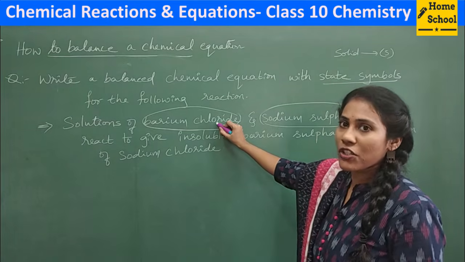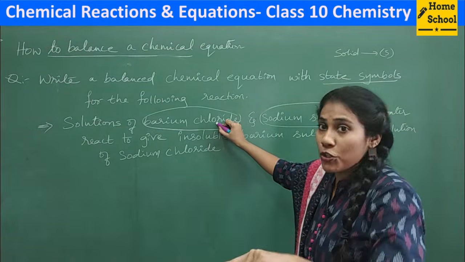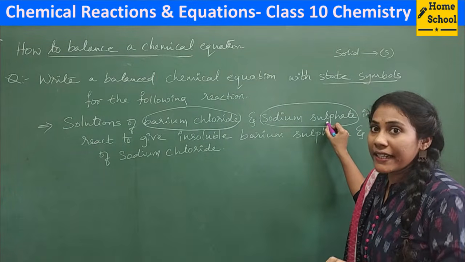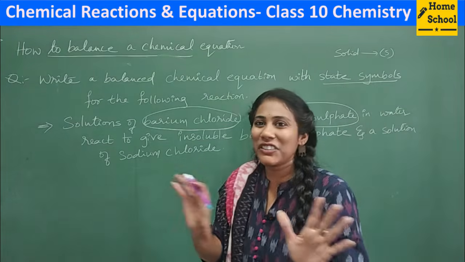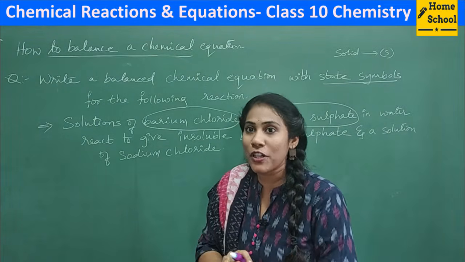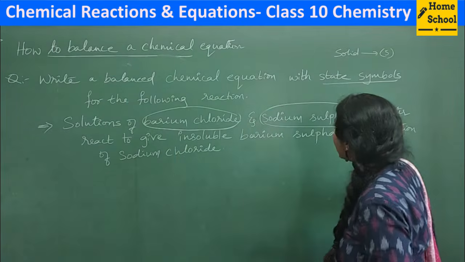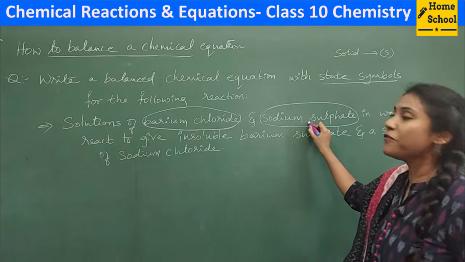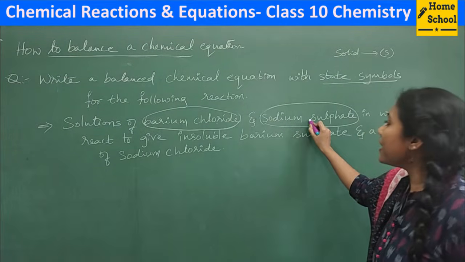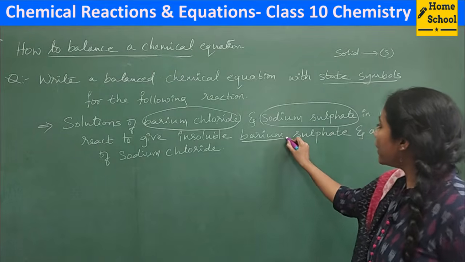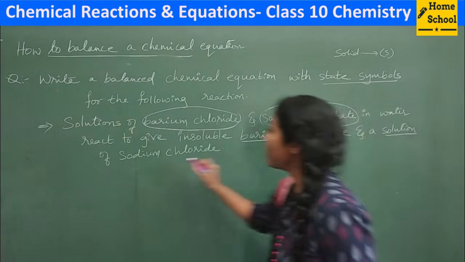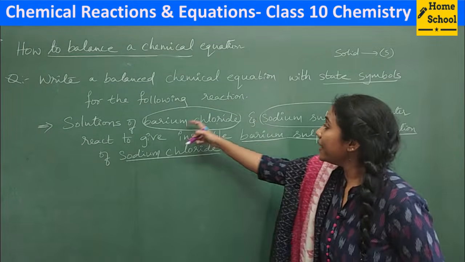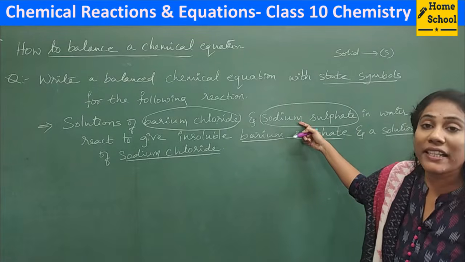Barium chloride is actually a solid which has become a solution by mixing with water. Sodium sulfate is also a solid. When two solids combine, a reaction doesn't happen. No, it should be in solution form. That is why they have used water to make a solution of barium chloride and a solution of sodium sulfate. When these two are combined, what did you get? You got barium sulfate and a solution of sodium chloride. So which are the reactants here? Barium chloride and sodium sulfate are the reactants.